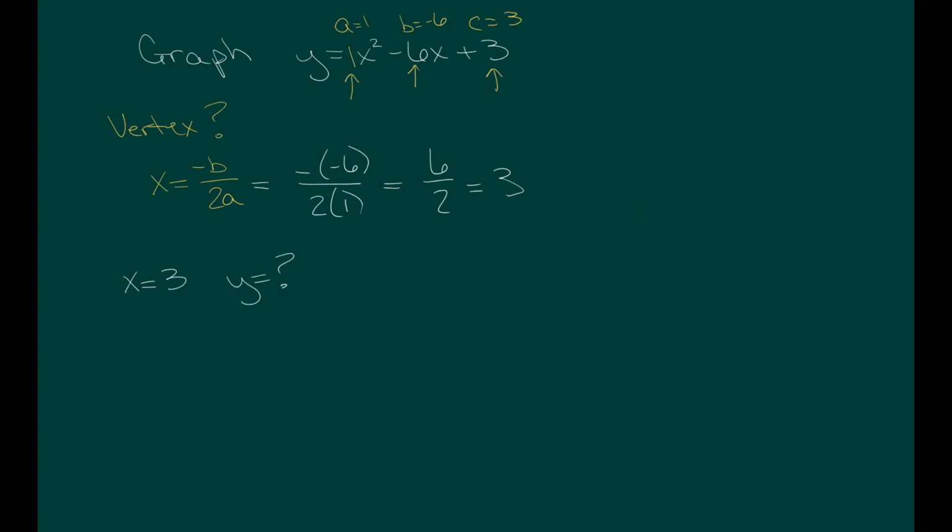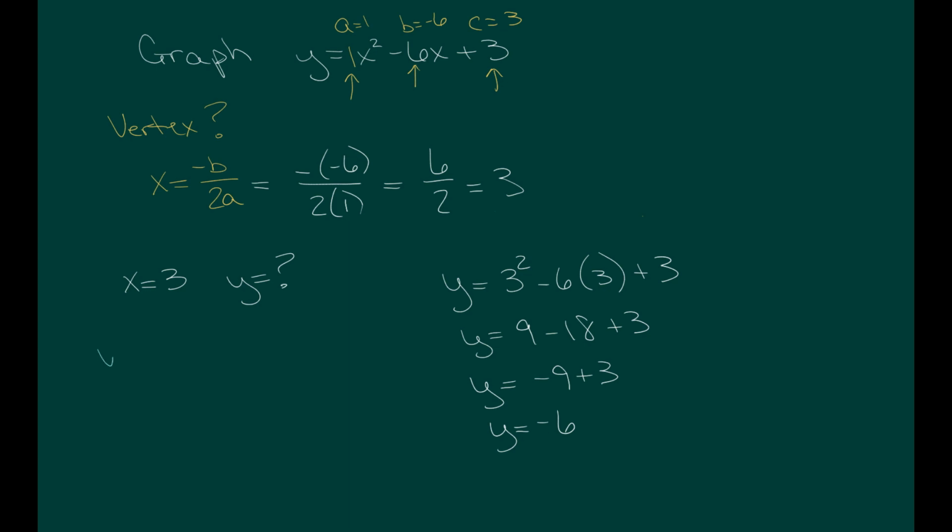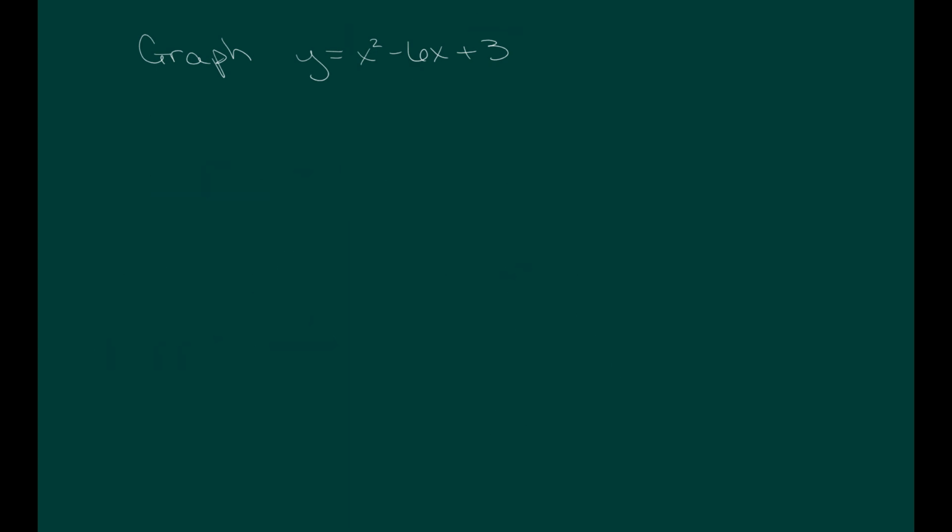So I'm going to go ahead and go y equals, I'm using the same problem, okay? I'm using the original problem and I'm just going to plug in the 3 for the x's. So I've got 3 squared minus 6 times 3 plus 3. So I get y equals 9 minus 18 plus 3. That would be negative 9 plus 3. Y equals negative 6. So right here, my vertex would be 3, negative 6.